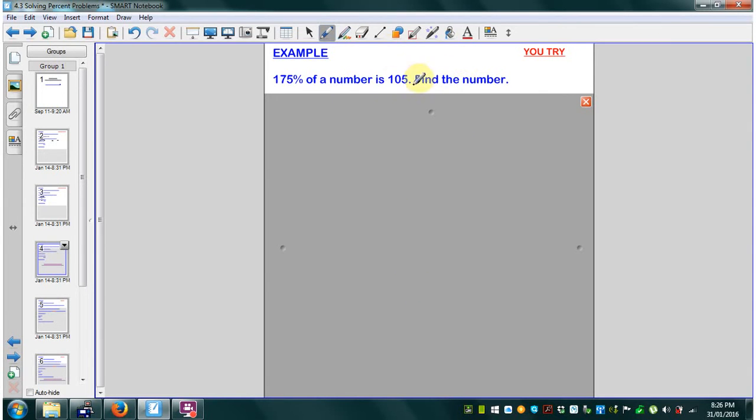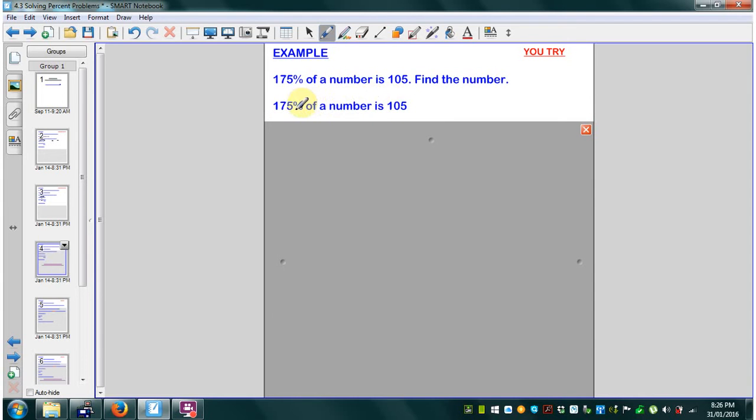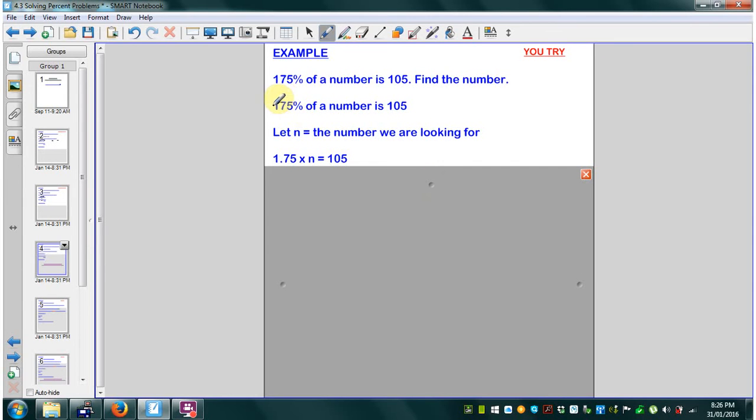Okay, by now you should have this one attempted. Quickly go through it. So 175% of a number is 105. I just wrote it out. I'm going to change this to a decimal. So 175 becomes 1.75. Of becomes times. A number, we said that we were going to call it n. There's our variable n. And is equal to, and there's 105. 1.75 times n equals 105.